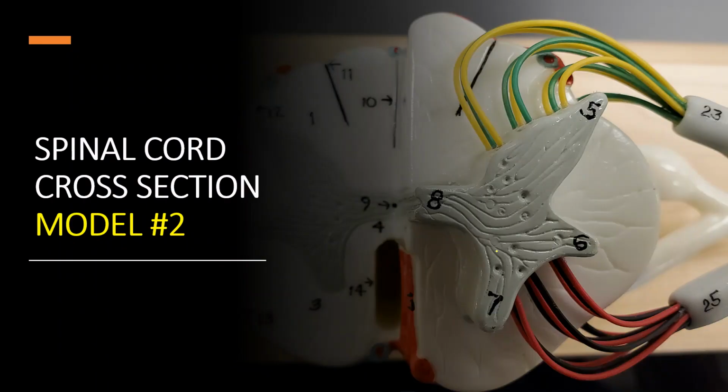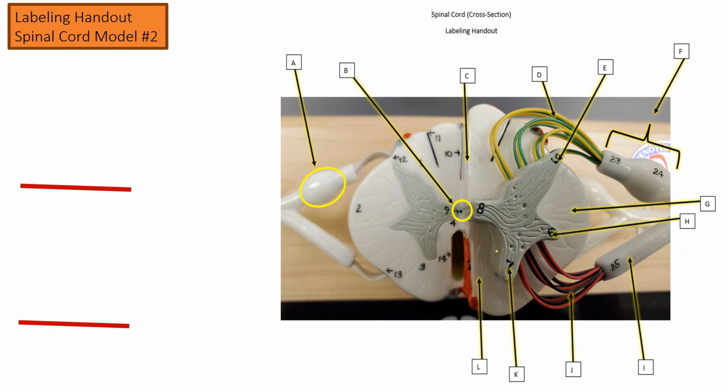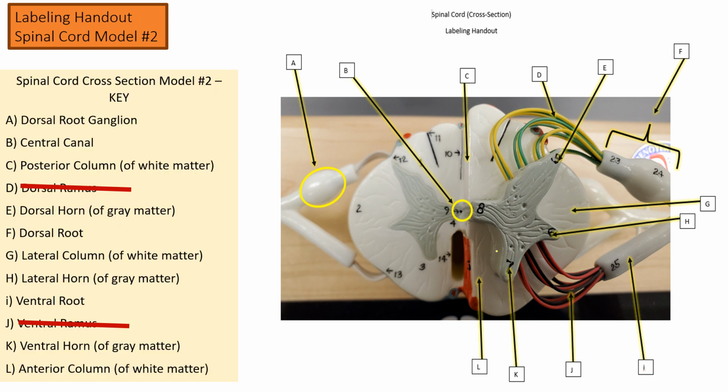Now, I'm going to have you do the next two models on your own. I'm just going to kind of show you here. This model is called spinal cord model number 2 as far as the labeling purposes go, and I've got all of it labeled. So it's the same stuff that we just learned. The only difference on this model is you can see there's no meningeal layers here, so we're just looking at the spinal cord.